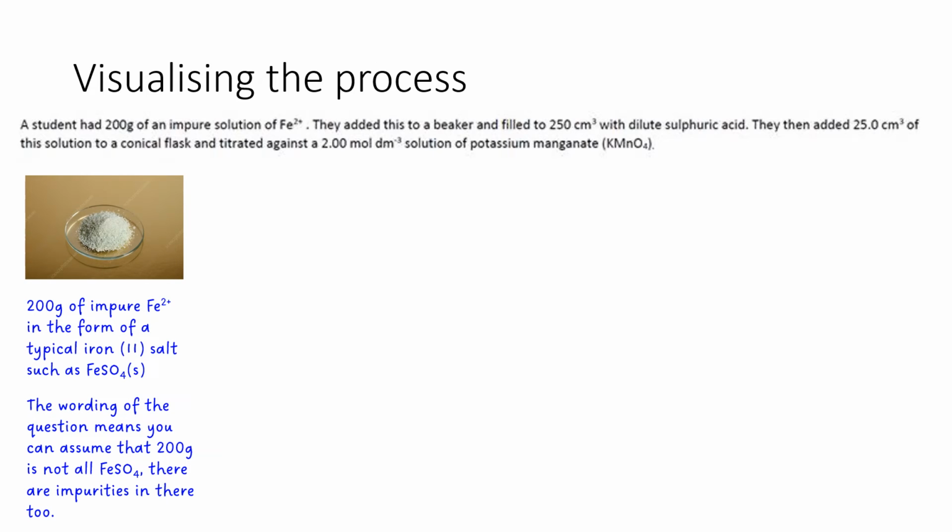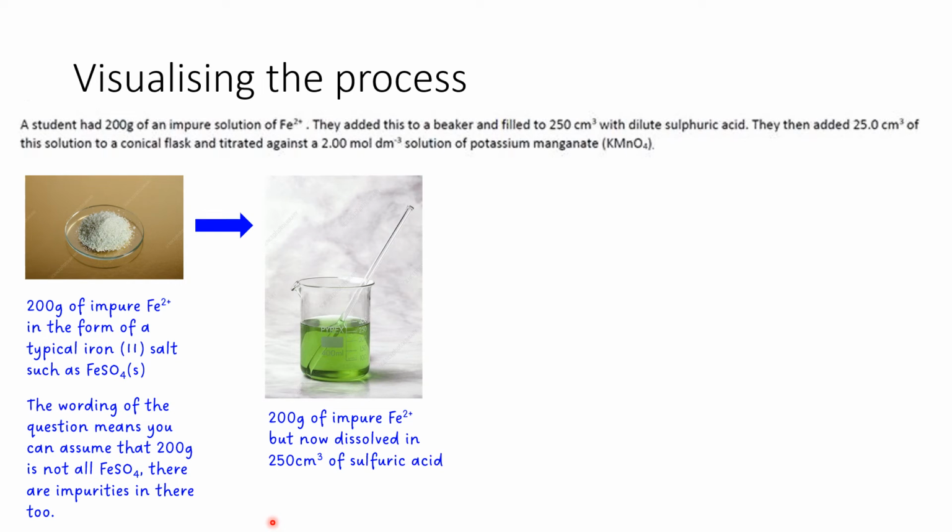You start with 200 grams of an impure Fe2+ in the form of a typical iron(II) salt, maybe FeSO4, for example. The wording of the question, where it says impure, suggests that not all of that 200 grams is your iron sulfate. There might be other things in there as well. So we need to find out how much actual iron is there, and we're not interested in the impurities. So we know that iron reacts with manganate, so we're going to try and isolate the iron if we can.